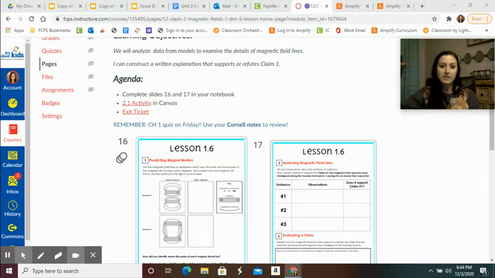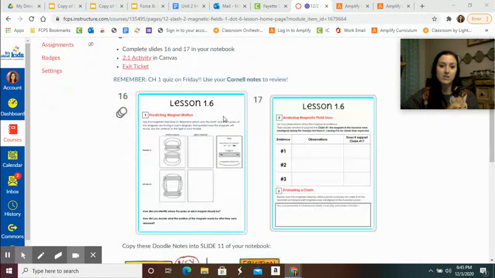I put a little note here to remember that on Friday there is a chapter 1 quiz, and those Cornell notes that I provided you on Monday and Tuesday. There were links to video recordings in the module for you to use to get your Cornell notes filled out, and I advised you to do that then. That way you had them early in the week to use to review.